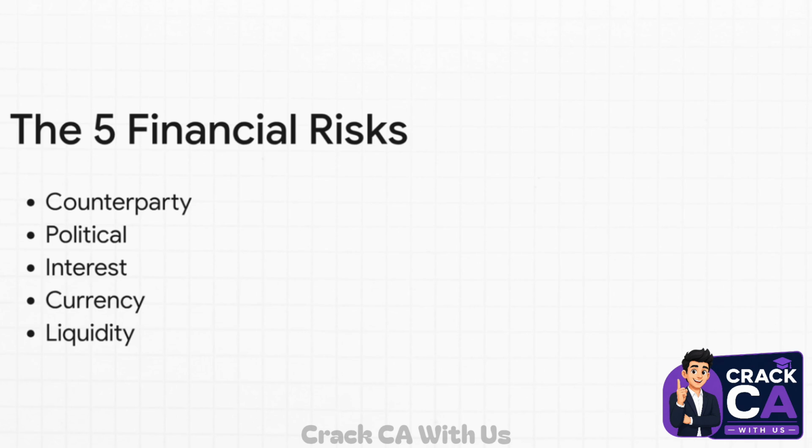Think back to Lehman Brothers defaulting in 2008. Second is political risk. This is adverse government action, like when Venezuela nationalized foreign oil assets back in the 2000s. Third, interest rate risk. This one hits banks heavily, and honestly, both fixed and floating rates carry risk, just in opposite directions. Fourth is currency risk.